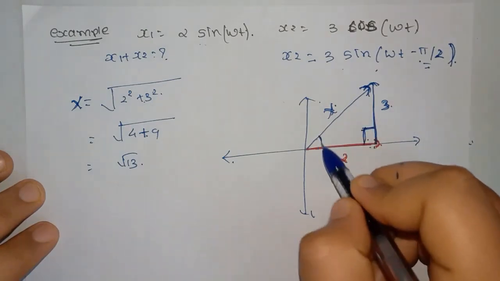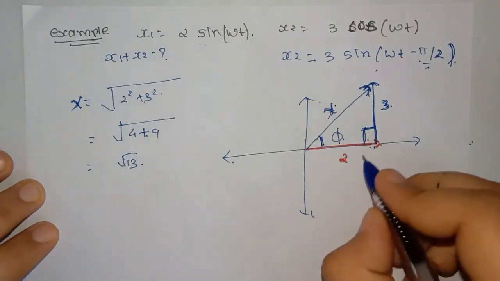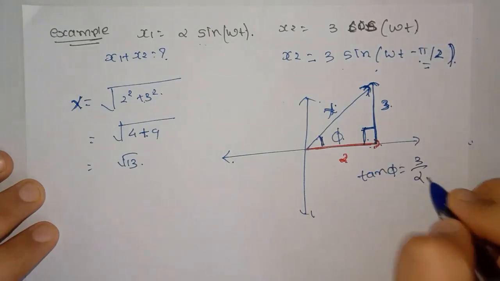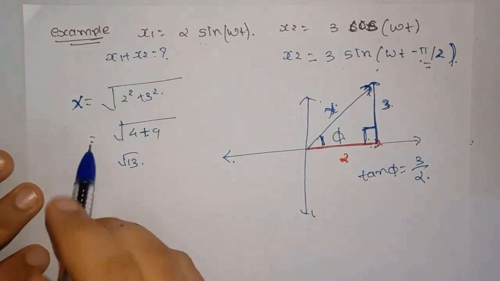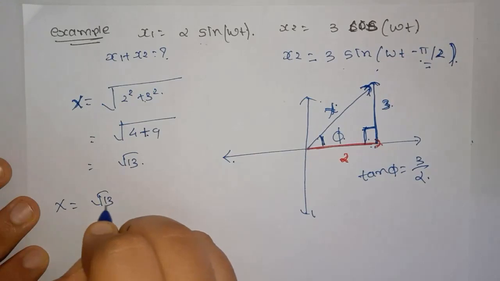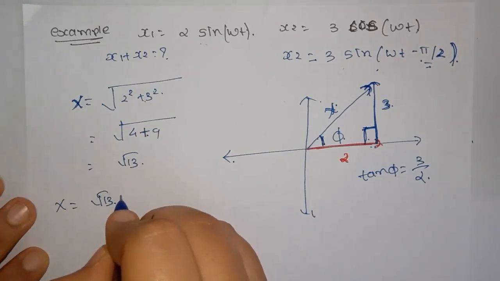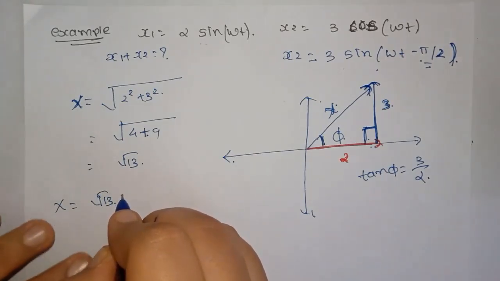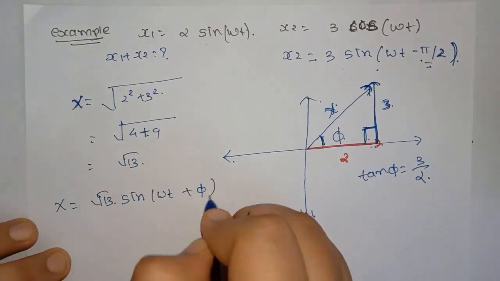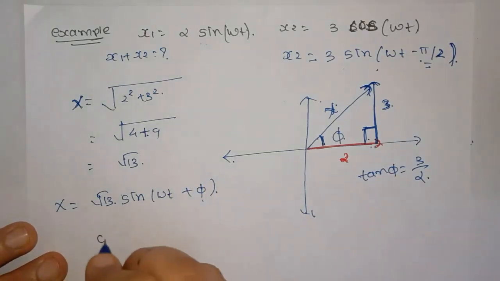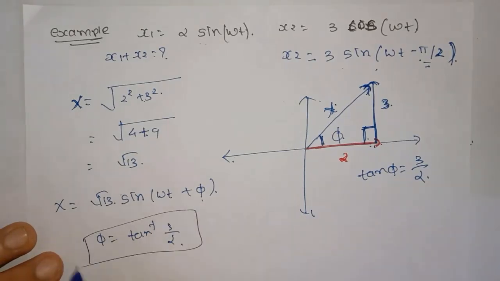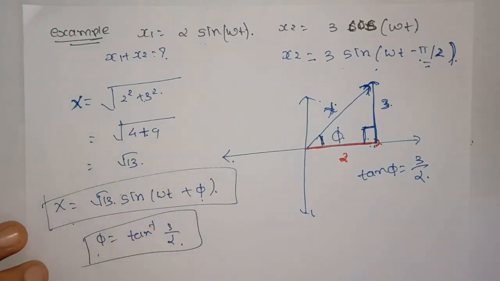The angle with the x-axis will be tan φ equals 3 by 2. So x can be written as root 13 sin(ωt + φ), where φ is tan inverse of 3 by 2. So in this way we can represent the resultant wave.